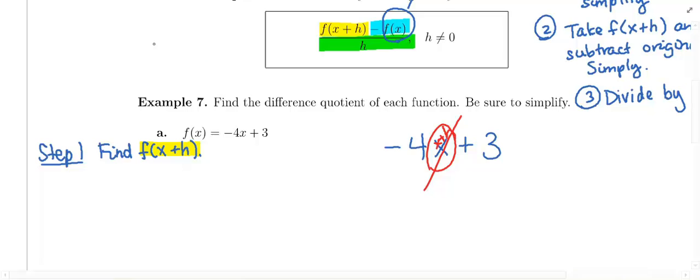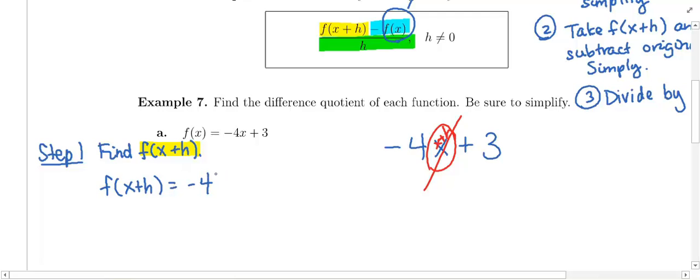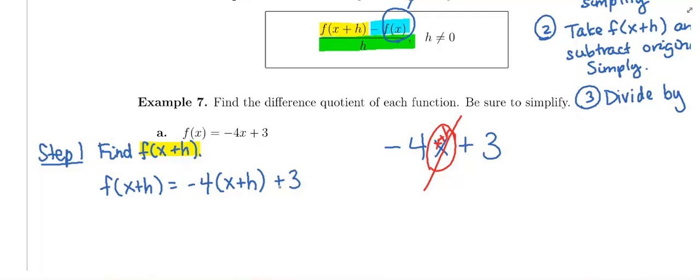So you're going to end up with, let's see here, f of x plus h is going to be negative 4. Instead of multiplying negative 4 by x, you're going to multiply it by the package deal x plus h. That 4 is going to have to get distributed through. And then after that, you need to tack on the plus 3. You have set up f of x plus h. We went to the original function, and everywhere you see an x, we put x plus h.